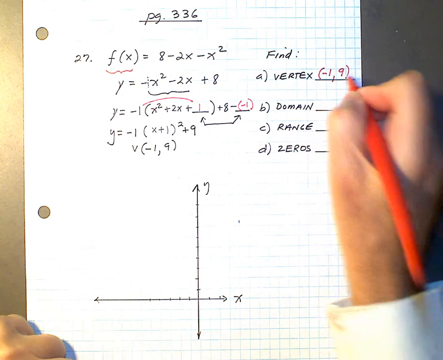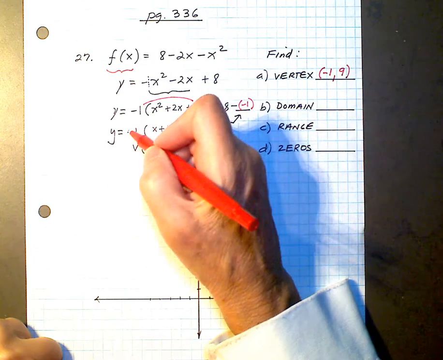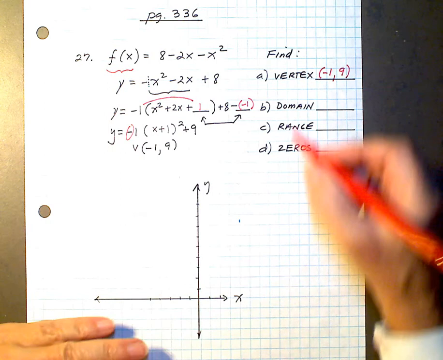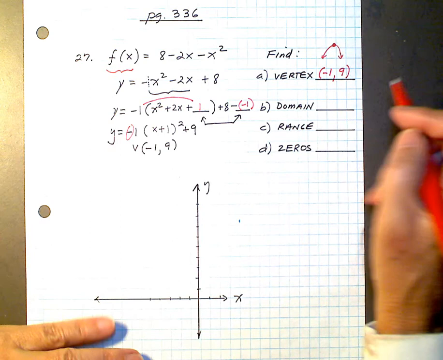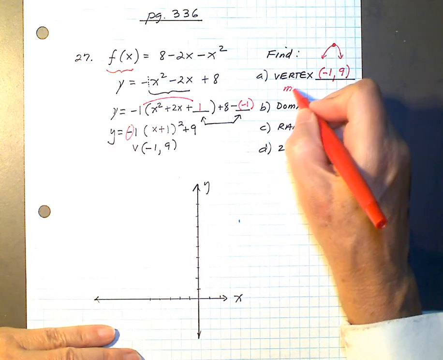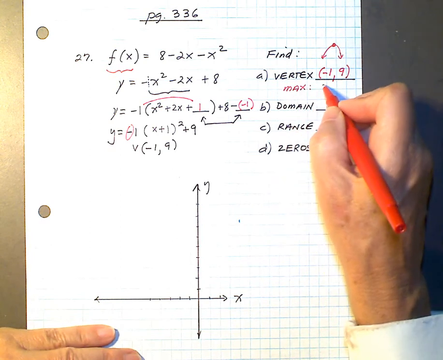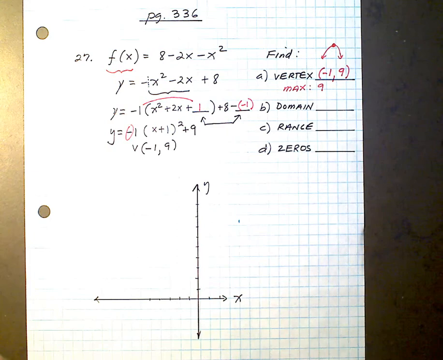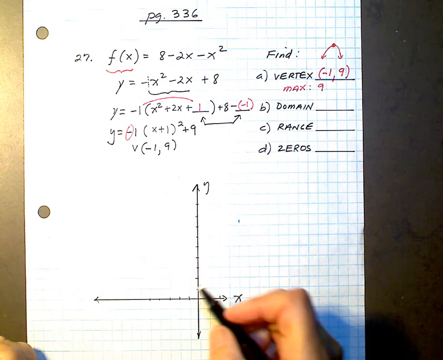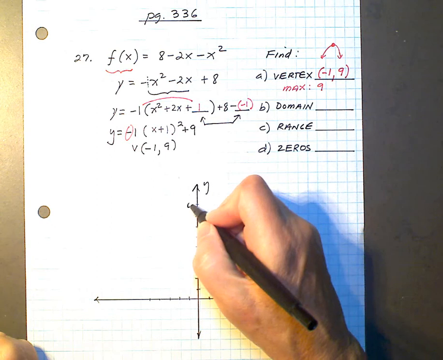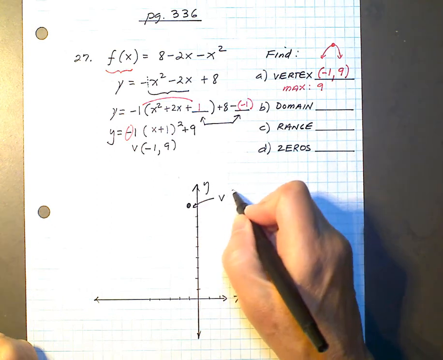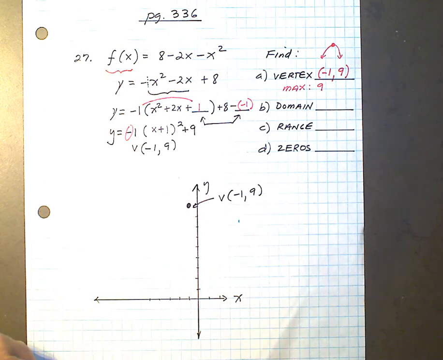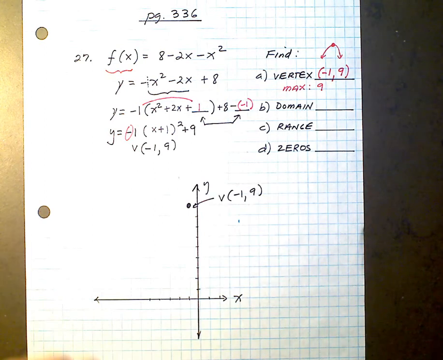Now as far as the direction of opening, this tells me that this parabola opens down. So if it's going to open down, it's going to have a maximum value at positive 9. So I'm going to put that as a note here. The maximum value is going to be positive 9. So I'm going to plot my vertex at negative 1, positive 9. So vertex at negative 1, 9. And I'm going to sketch in my axis of symmetry.